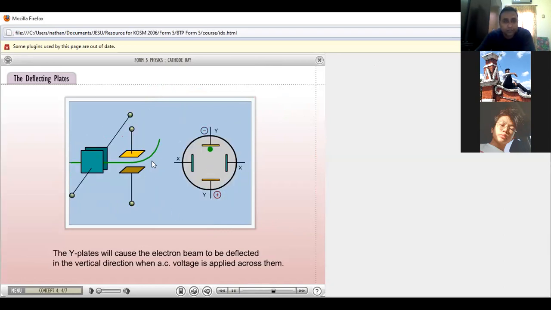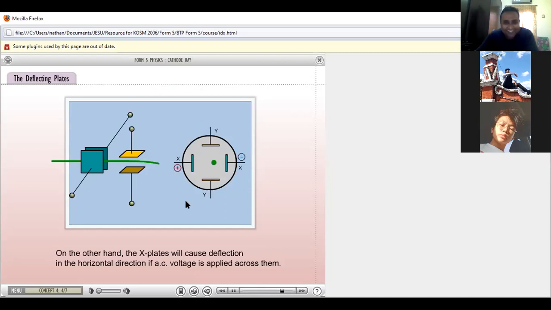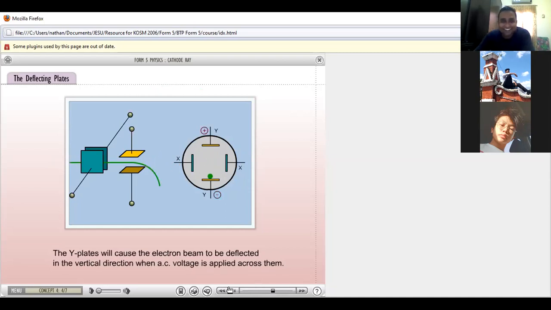Dia akan turun naik, turun naik, turun naik. Why? Because they change lah, positive, negative, positive, negative, positive, negative. Faham? Okay. So because dia punya atas ubah, positive, negative, positive, negative.